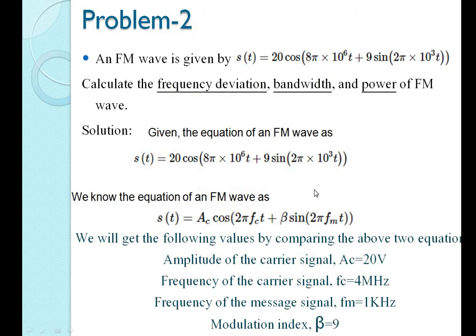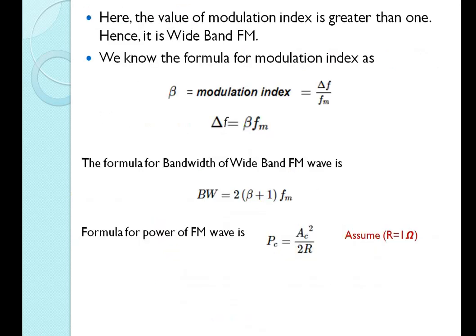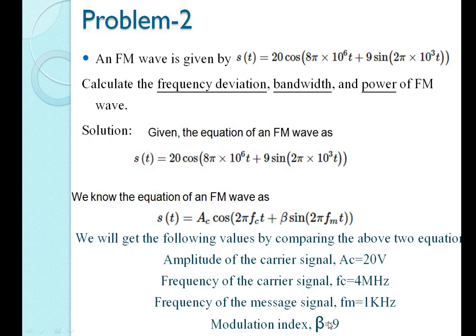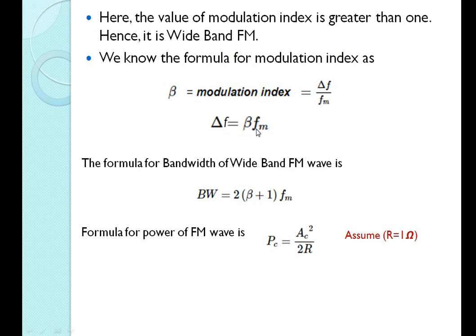Last time we found the frequency deviation by another method, but as we have the beta value, we can directly find the frequency deviation from this method. So delta f is equal to beta into fm. What is the beta value? 9. And what is the fm value? 1 kilohertz. That is the answer you have to get here. And the formula for the bandwidth of wideband frequency modulation is BW equals 2 into (beta plus 1) into fm. You can apply either this one or the formula that I have told.